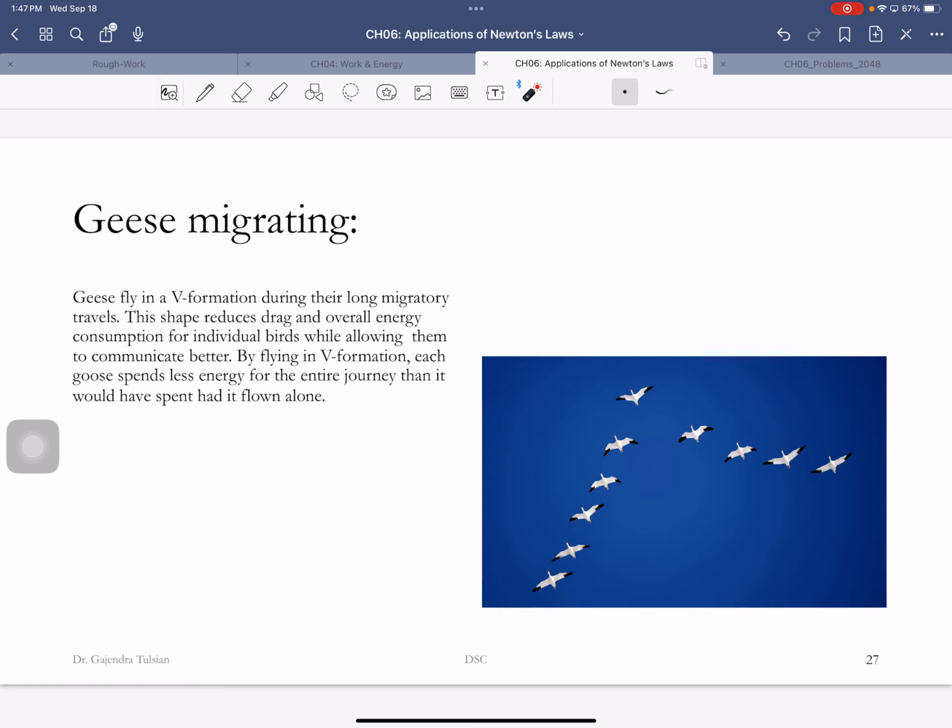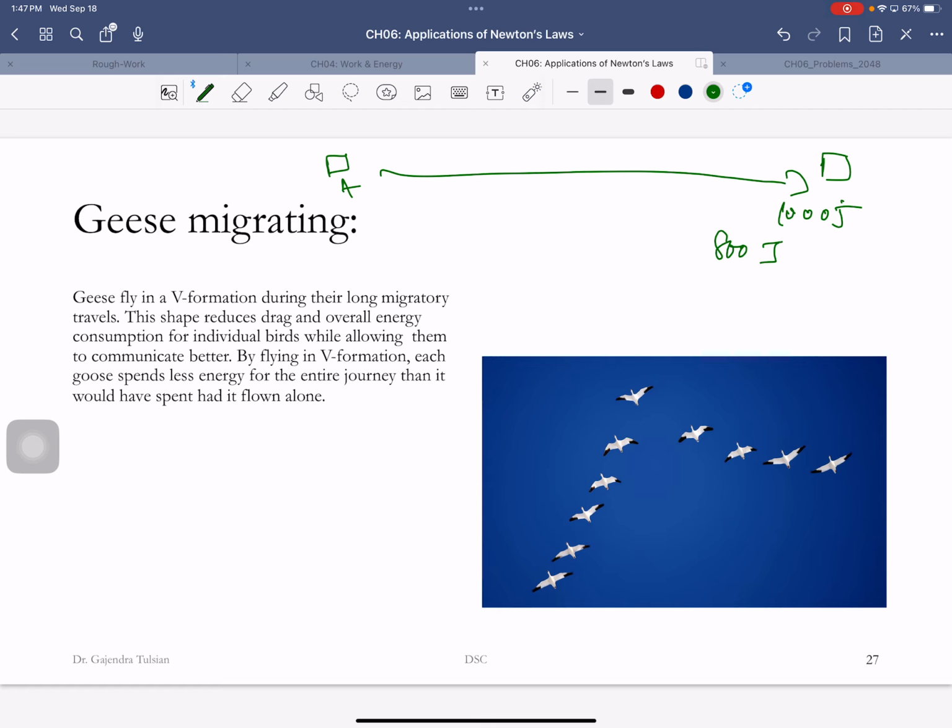No, it reduces drag. So for instance, let's say a bird flies by itself from point A to B, and it uses 1,000 joules of energy. If it was flying in formation and still used 1,000 joules of energy, then it wouldn't fly in formation. So obviously, it must use less energy flying in formation. If it uses 800, I'm just making up numbers, 800 joules by flying in formation, you'll of course fly in formation.